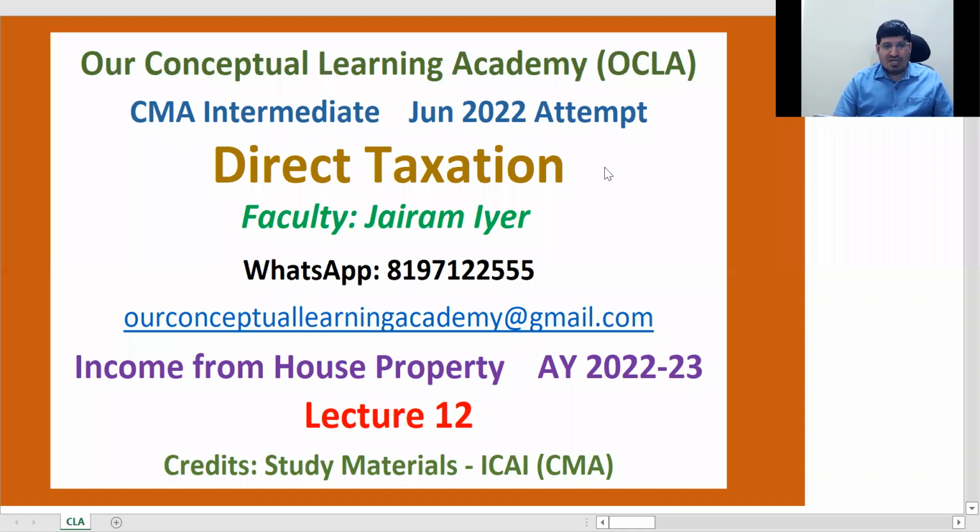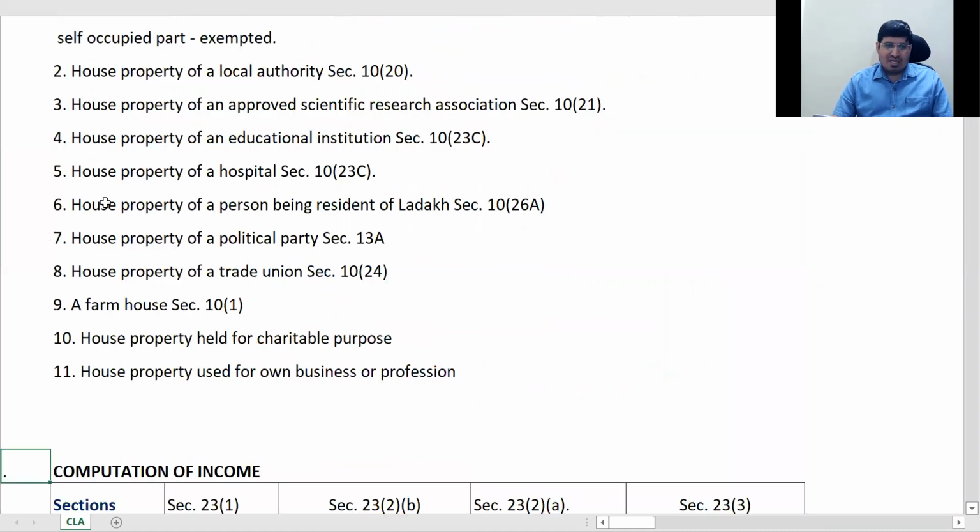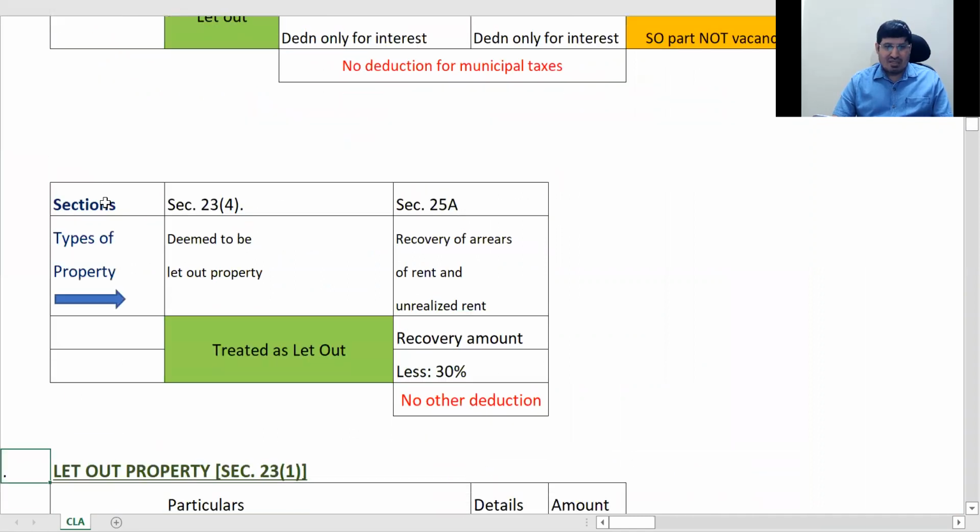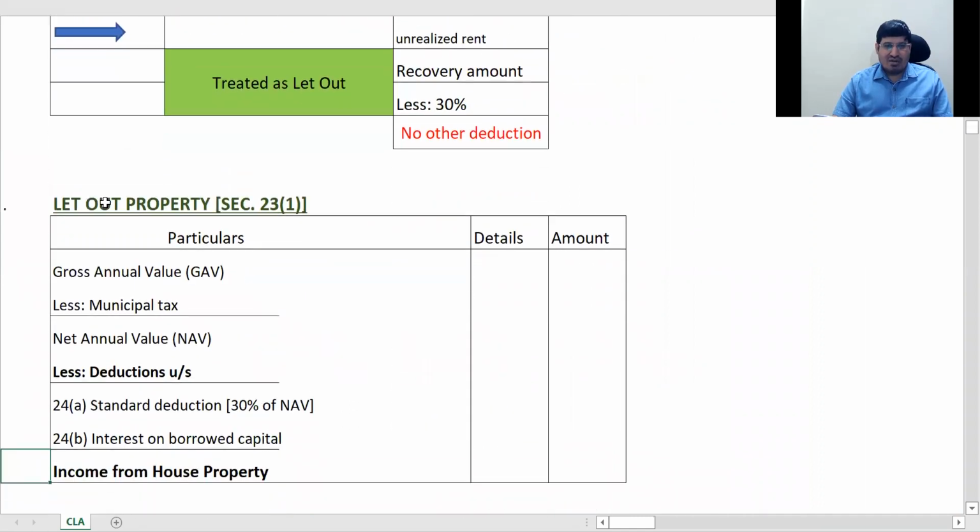So welcome. This is lecture 12 of income from house property, assessment year 2022-23 for June 2022 CMA intermediate attempt. ठीक है, ये हमारे हाउस प्रॉपर्टी का लेक्चर 12 है. तो पहले देखते हैं कि कहाँ तक हम कंप्लीट किए थे कल.